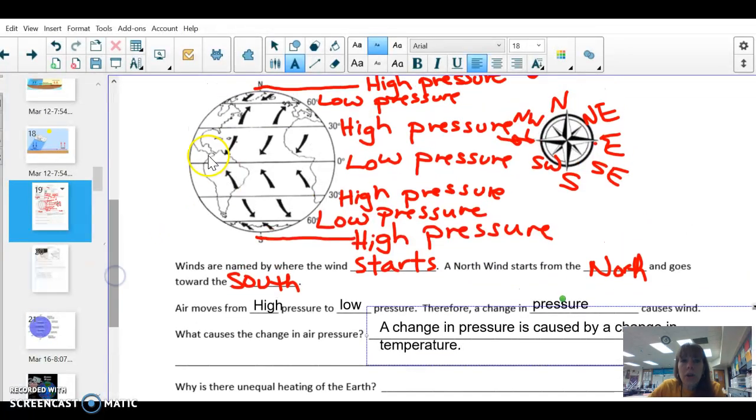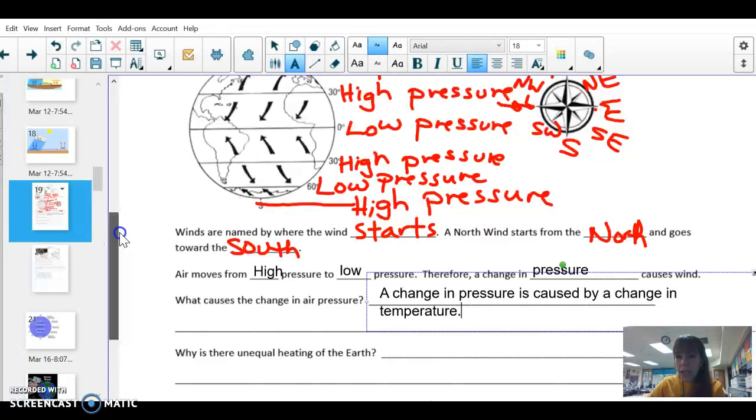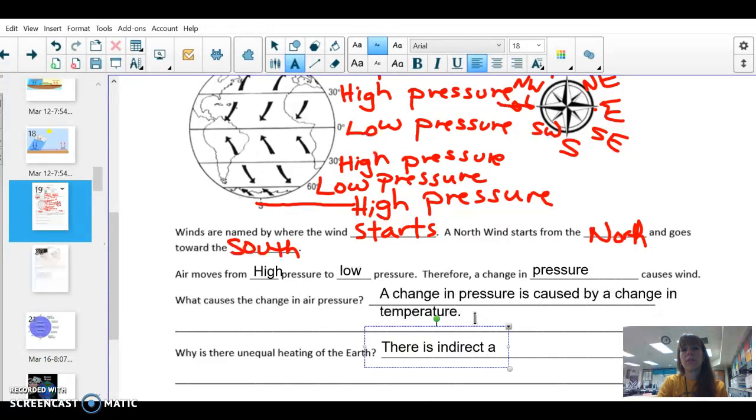So why is this part warmer than this part here? Well, think about first quarter when we were talking about the flashlights and how the Earth is heated. The Earth is unequally heated. So certain areas of the Earth get more direct sunlight, like the equator does, and some parts get less direct sunlight. So there is indirect and direct sunlight. And why do we have such a big difference in the seasons? The Earth is tilted. That's all from first quarter.